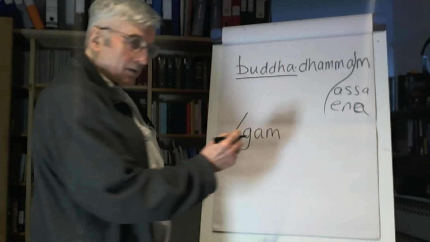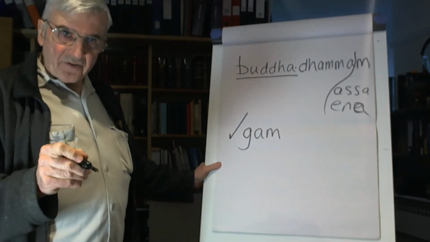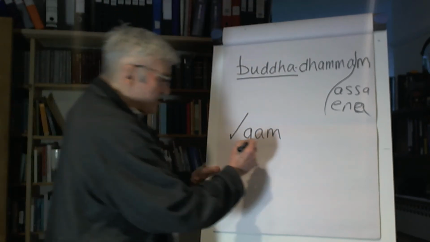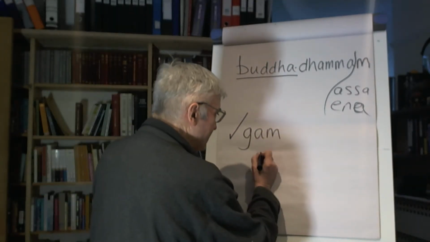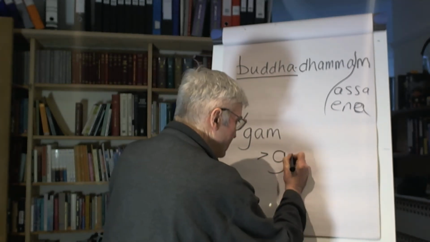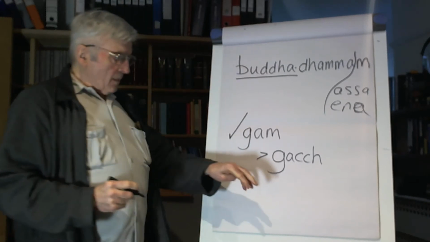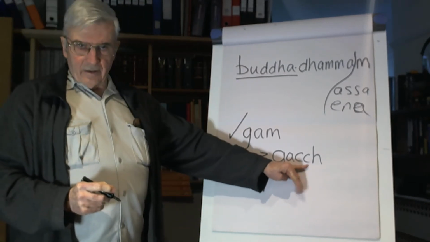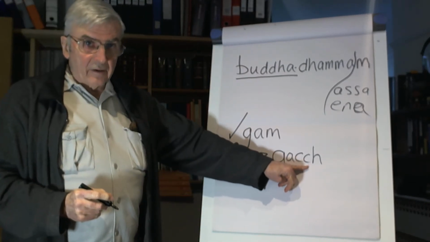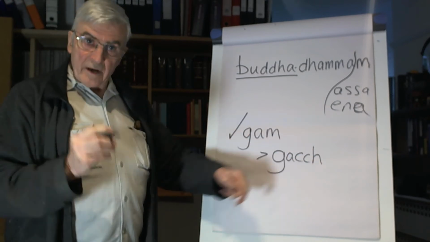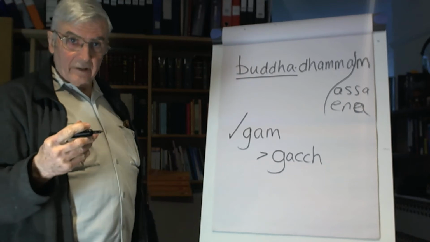Gam is a bit irregular because it forms its present conjugational stem by changing the gam to gaccha. So gaccha then becomes the stem for the present tense. To that stem, we now add the inflectional endings.